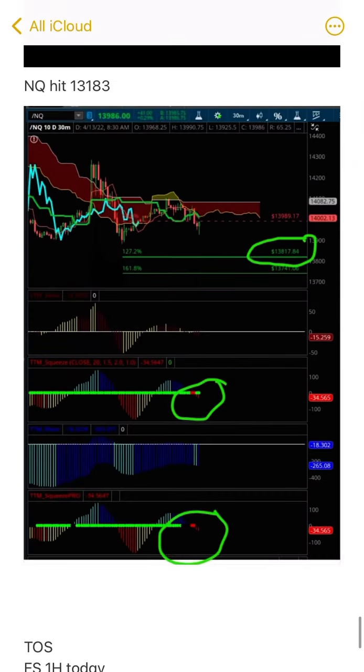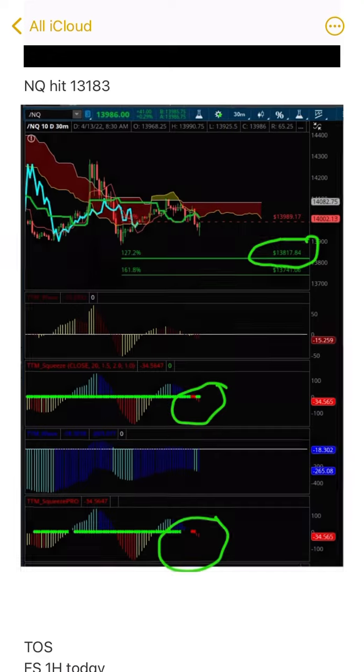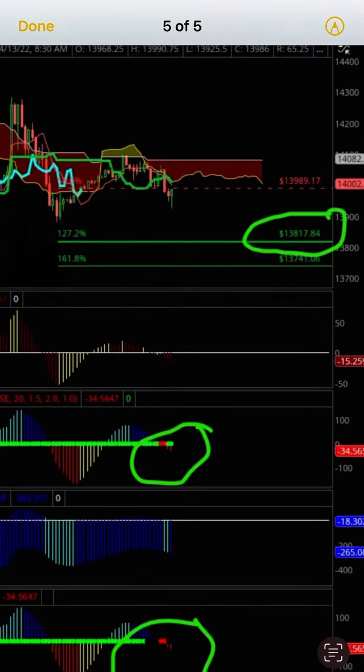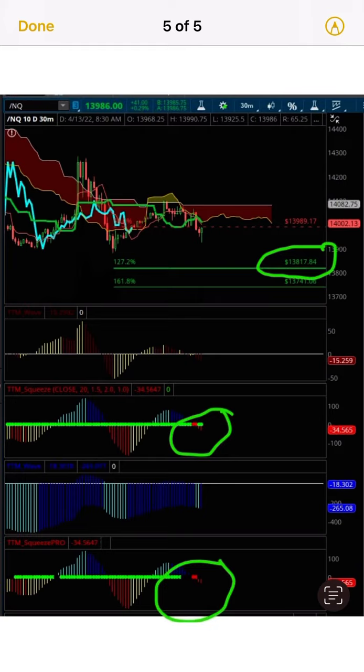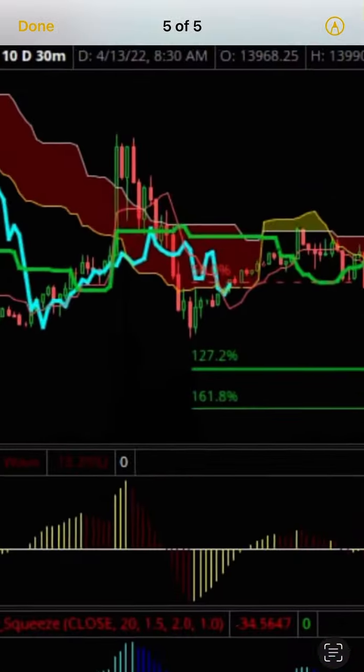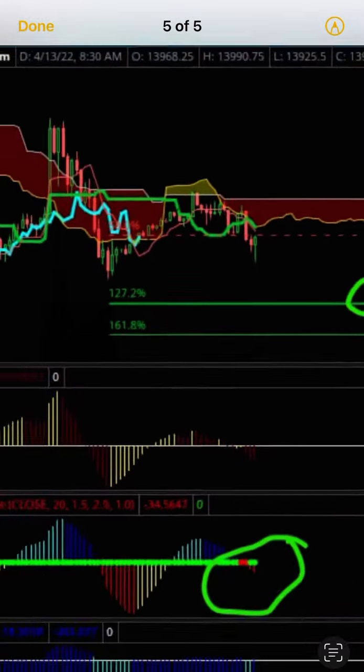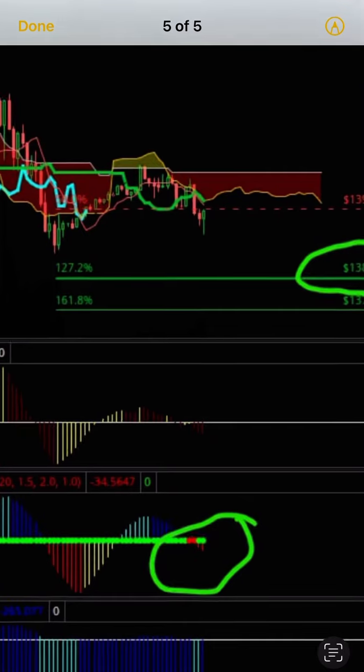Let's see here. Last example that Ketz is showing us here. So this is actually NQ, which ended up firing short, okay? And that ended up hitting 13,183 today, okay? So, you know, and he's got the cloud on here. So we're below the cloud. That's the Ichimoku cloud up there, you know, this red box and yellow oblong looking shape here. That's the Ichimoku cloud, okay?